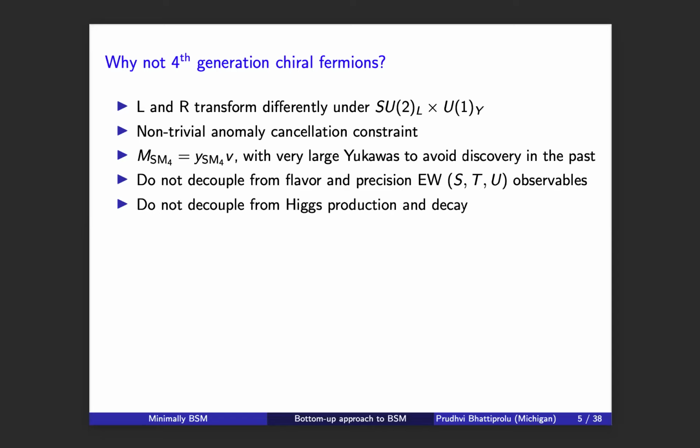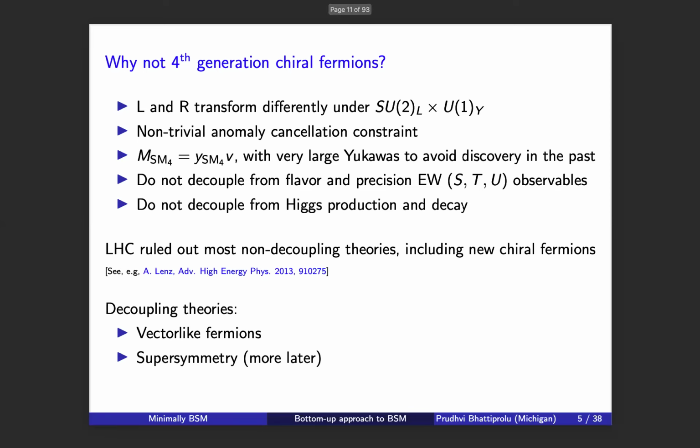And because of the chiral nature, these do not decouple from the flavor and precision observables, namely the STU observables. And these also do not decouple from the Higgs production and decay. So what are the 2 great achievements at the LHC? One is the discovery of the Higgs boson, and the other is it ruled out most of the non-decoupling theories, including the theory of SM4, or the 4th generation chiral fermions.